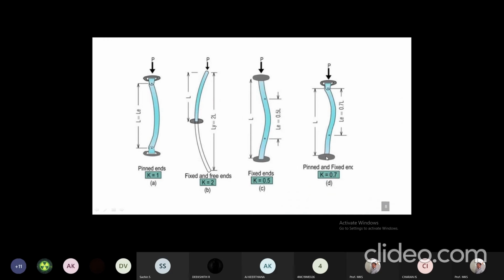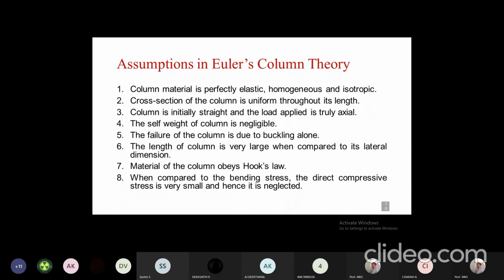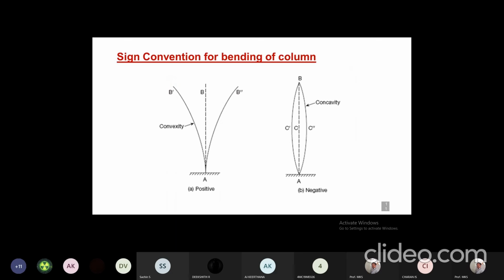You need to derive the expression for Euler load, or it is called the buckling load, the expression for Euler load or buckling load for different conditions. To derive this expression, you need to follow the sign conventions and assumptions. I'll come to the assumptions afterwards. The sign convention is how to take a positive bending moment and a negative moment.